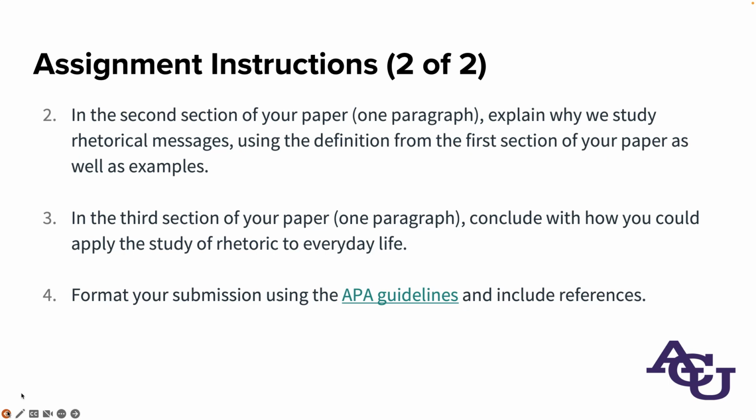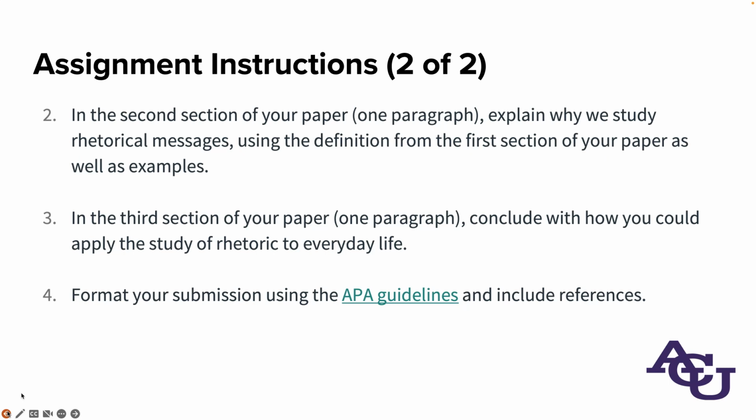So you can say, oh, students study this, or scholars in this field study this, that's fine, but we is considered too general to use in the global sense. Okay, so explain why we study rhetorical messages using the definition from the first section of your paper as well as examples. To have examples, you're going to need to be either quoting or referring to specific delineations of text like paragraphs, verses, or some other division depending on the text that you're working with.